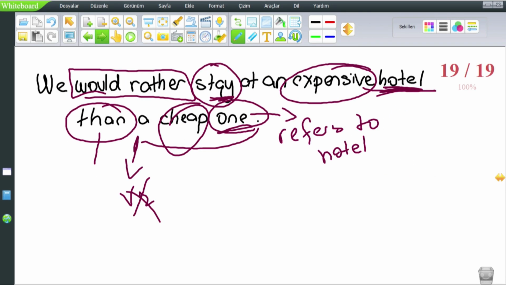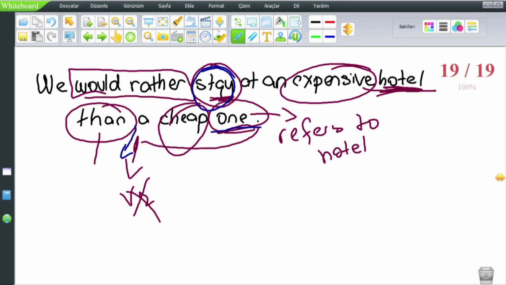We would rather stay at an expensive hotel than a cheap one. We actually omitted two things. Not two, but kinda-ish. The action stay, verb stay, is the same. Stay at an expensive hotel or stay at a cheap hotel. It's the same. That's why I omitted.